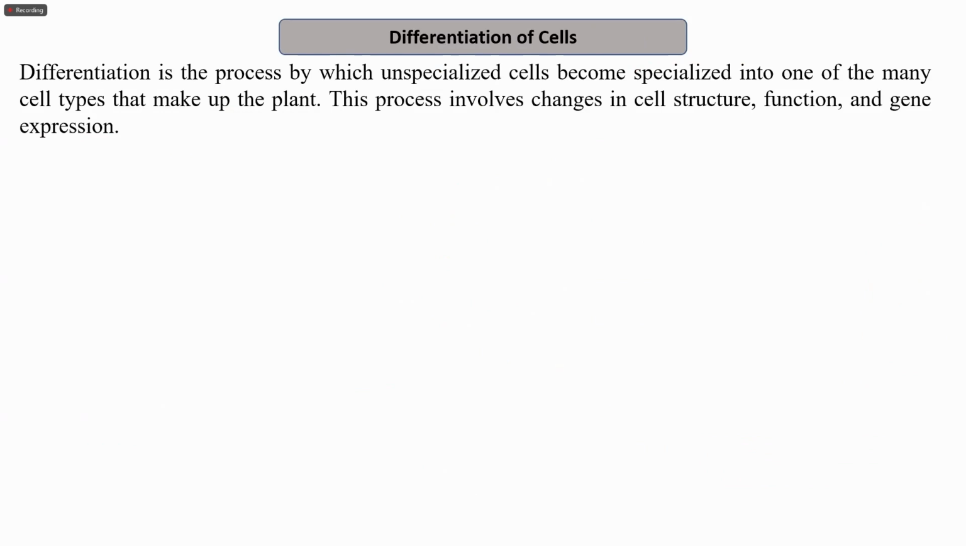Now, how do these dividing cells get specialized? This process is known as the differentiation of the cells, where the cells lose their dividing capacity and acquire a particular function. What is cell differentiation? Differentiation is the process by which unspecialized cells, the cells which initially do not have any function, become specialized into one of the many cell types that make up the plant. This process involves changes in the cell structure, function, and gene expression.